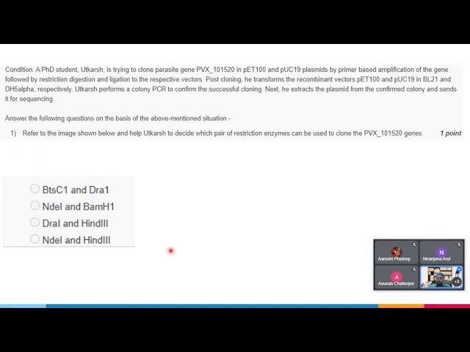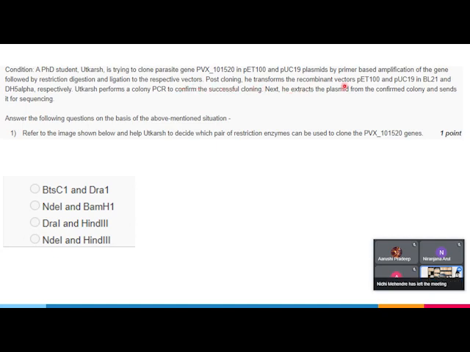Okay. So we'll go ahead with the first question today, and we start off right with cloning and restriction digestion. This is a big question that will have many subparts. The question is, a PhD student Utkarsh is trying to clone a parasite gene PVX101520 in the PET100 and the PUC19 plasmids by primer-based amplification of the gene followed by restriction digestion and ligation to the respective vectors.